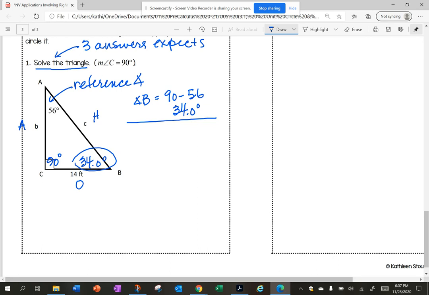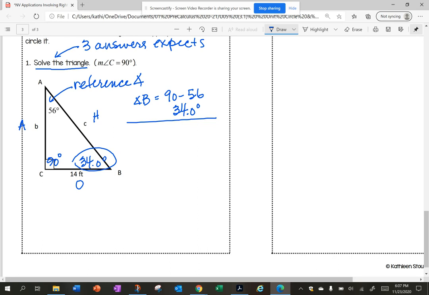Okay, next I am going to solve for side B. It does not matter. I could solve for side C. It doesn't matter. So I'm going to use trig because I cannot use the Pythagorean theorem because I only have one of the three sides. So I'm going to use trig. And I'm going to use the information I have. I'm going to use the 56 degrees and I'm going to use the 14.